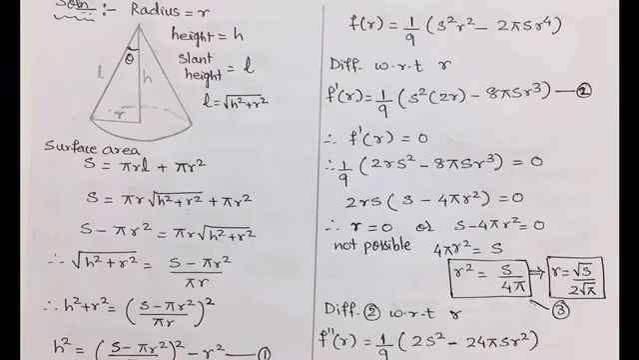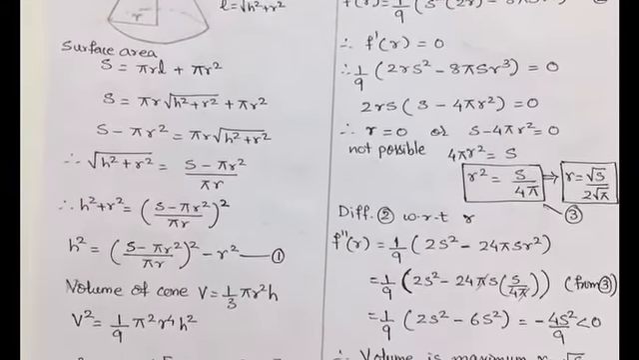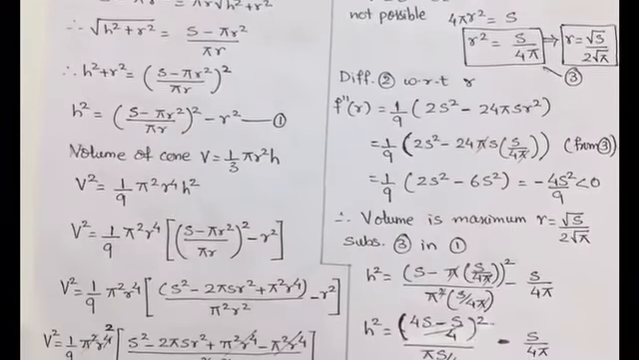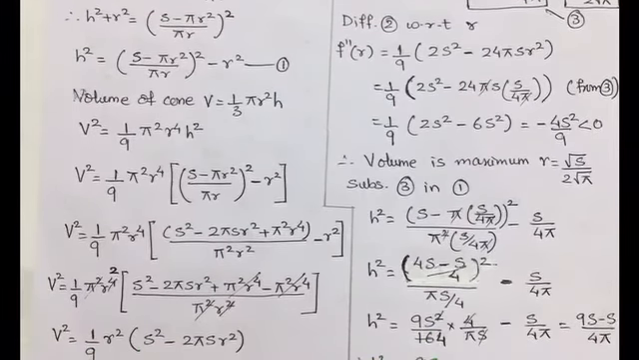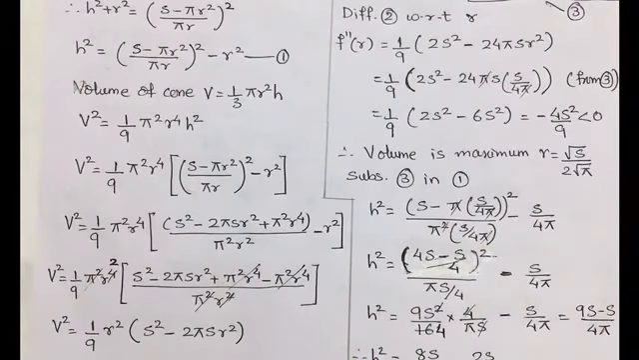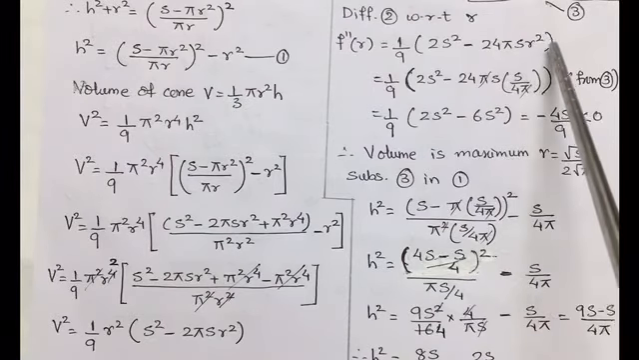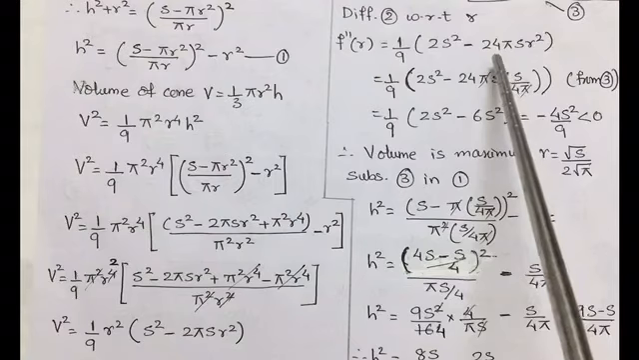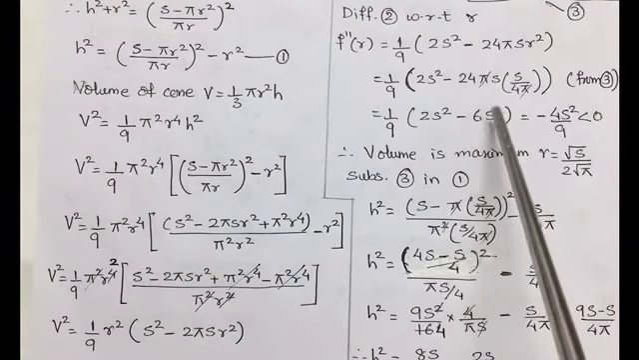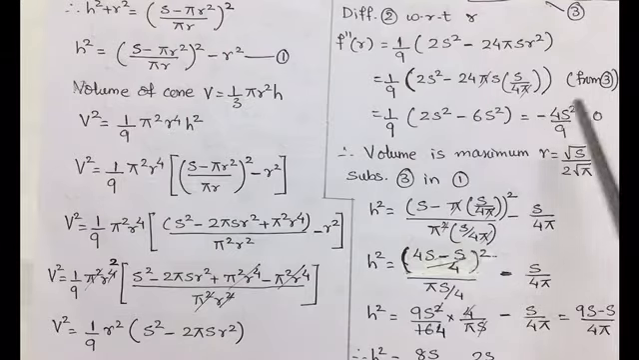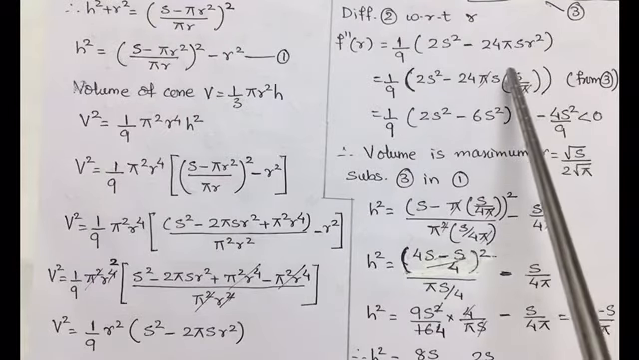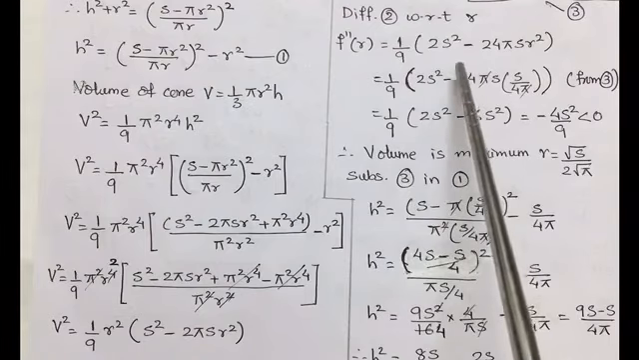Now to maximize the volume, statement number 2 is again differentiated with respect to R. So differentiating that for the second derivative, we get 1 by 9 into 2S square minus 24 pi S R square. This is the second derivative of this f(R). First derivative we have already calculated. First derivative's derivative gives this as our second derivative.